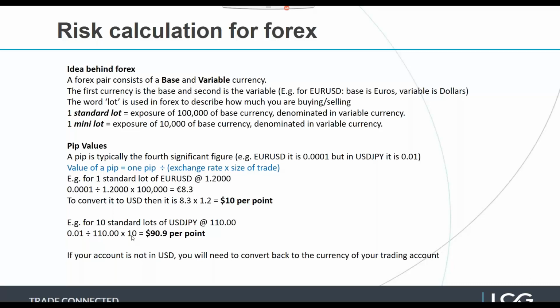That gives you $90.90 per point. So obviously you can see here, because the dollar is not the second currency, not the variable currency this time, it's the base, that gives you a slightly odd number per point. So it's not $10 per point, it's not $100 per point that you would expect for 10 standard lots. It's actually 90.9, so it's a bit less. So it's this little calculation into points that you need to have in mind when you're deciding how many points you're going to risk on the trade. This is the first calculation you make when it comes to the forex market. Now we'll do a little example in just a moment.